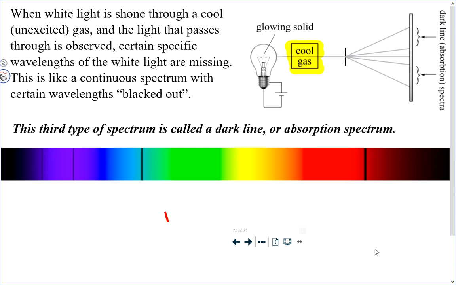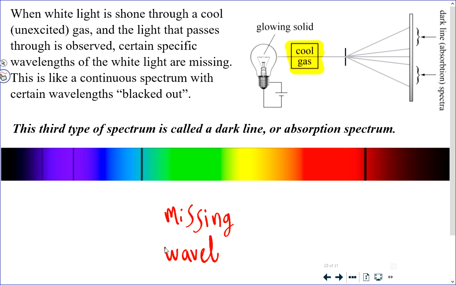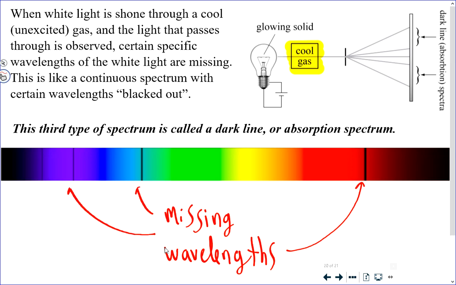So what you're dealing with here are missing wavelengths. We're missing a wavelength here, we're missing one here, and one here. And by the way, and this is the most significant part of what we're talking about in terms of getting you ready for the next lesson, the wavelengths that are missing in the absorption spectrum or the dark line spectrum are exactly the same as the wavelengths that are emitted in the bright line spectrum.